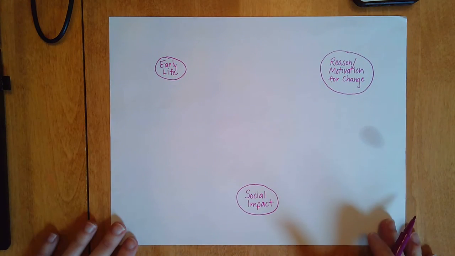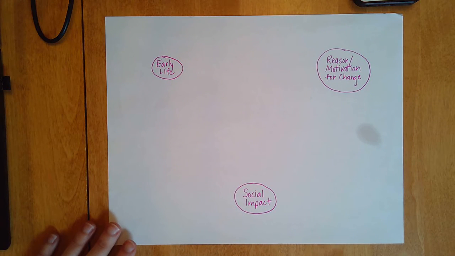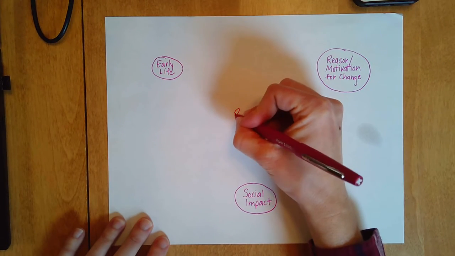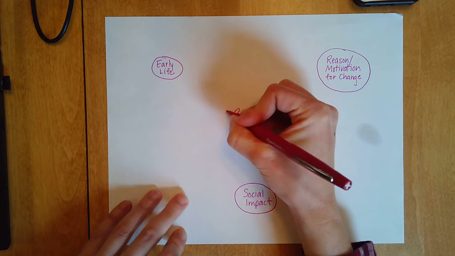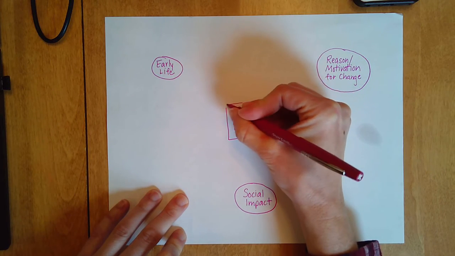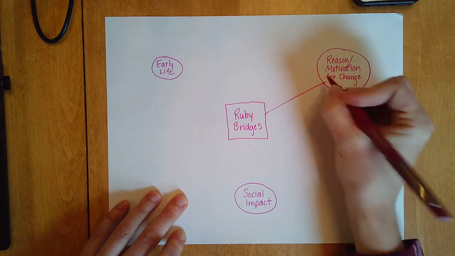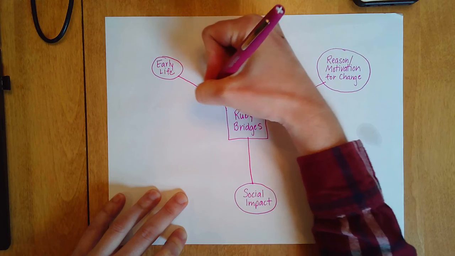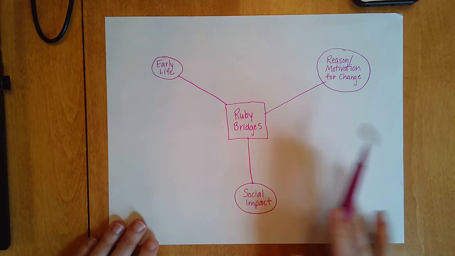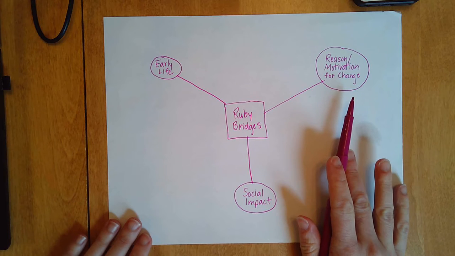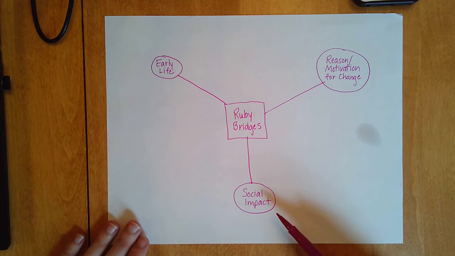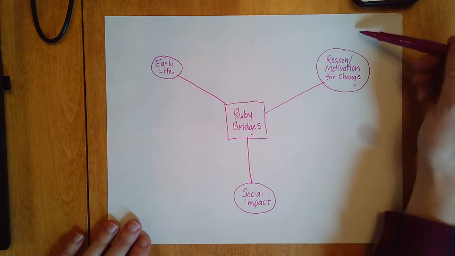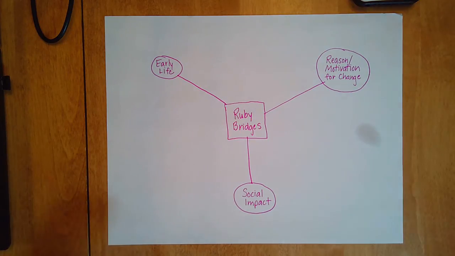Now I want to tell you about a different type of taking notes that you might want to try out. And that is more of a web approach. So if I know Ruby Bridges is who I'm going to be researching and writing a report about, then I'm going to focus on these three areas: her early life, her reasons or motivation for change, and social impact. So as I am reading, I'm going to just add different points to these notes. So let me practice a little bit with you.